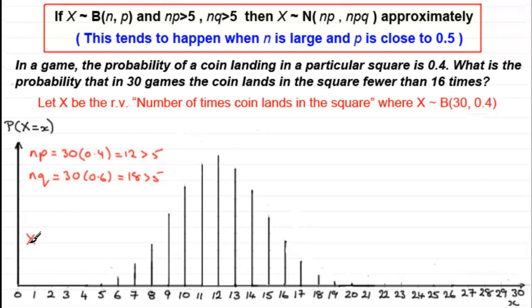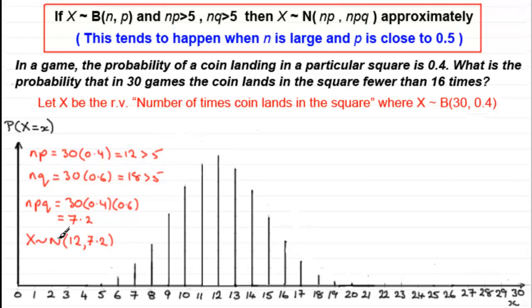So x is distributed normally, with a mean, and that mean is always np, and we've just worked it out, it's 12. Then we need the variance, and the variance is npq. So let's just work out what npq is. That's going to be 30 for n multiplied by p, which is 0.4, multiplied by q, which is 0.6. And if we do that, that comes to 7.2. So the variance will be 7.2.